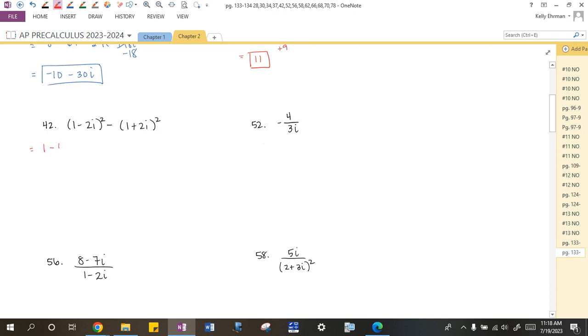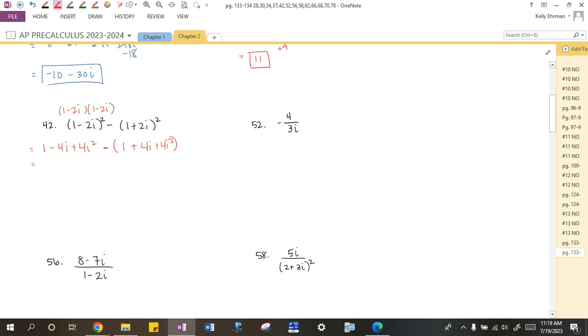1 minus 4i plus 4i squared. So I just squared that binomial. Remember, that means you're doing this. If you want to FOIL it out, if you have to see it that way, that's totally fine. Minus parentheses. You need parentheses around this binomial that we square out. These 3 terms are all being subtracted from these 3 terms. So this becomes 1 plus 4i plus 4i squared.